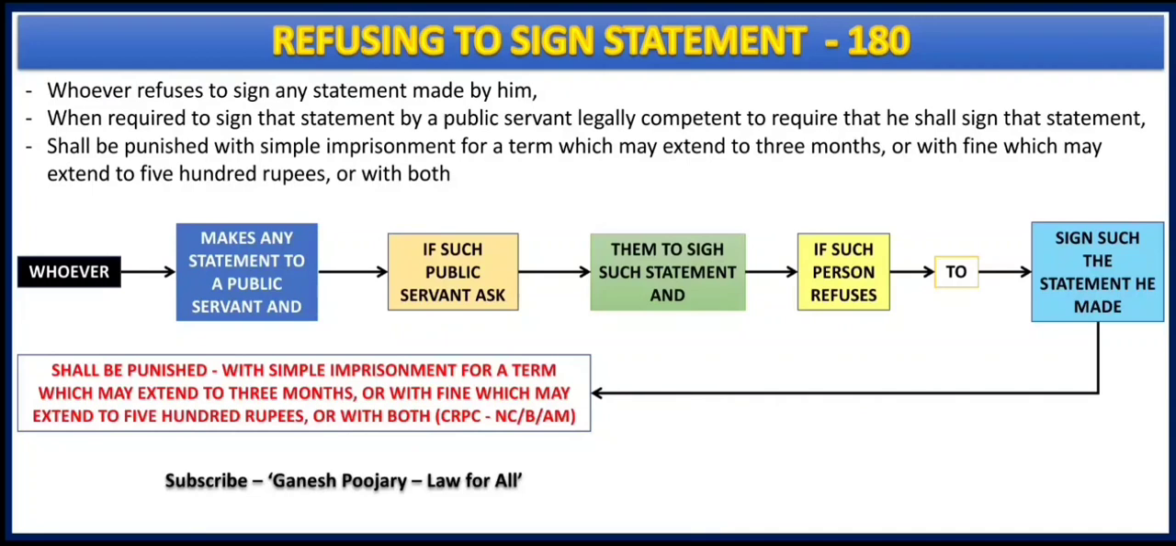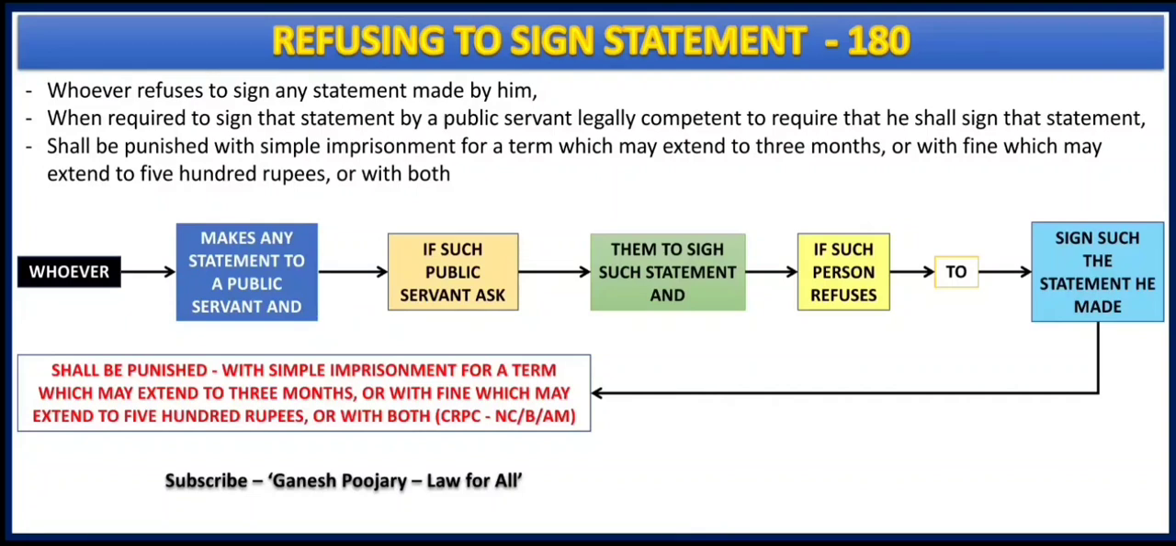So here is the scenario. A person made a statement to the public servant, and later the public servant is asking him to sign the statement related to that, and now the person is refusing to sign the statement which he has already made to the public servant. If he does so, that is a punishable offense, and the punishment can be simple imprisonment up to 3 months or fine up to 500 rupees, or with both.